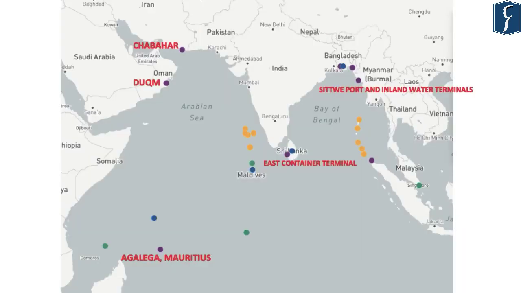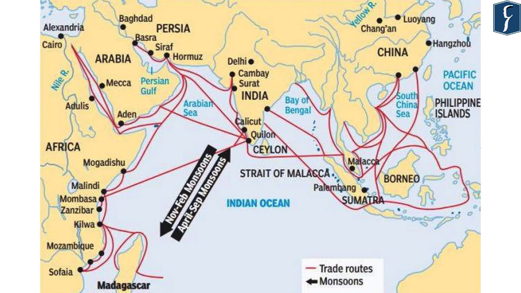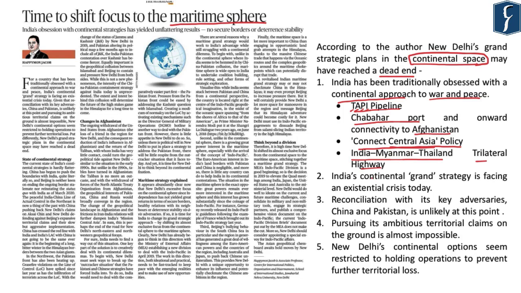India has got contracts for maritime projects in many Indian Ocean littoral countries like Sri Lanka and Maldives. But it is also a fact that India does not have a very strong base in the Indian Ocean region like China has. And India's most important maritime project till date, Project Mausam, is a non-starter. So the concern of the author is that India does not have a very strong plan for the maritime sphere, and India's continental grand strategy is facing an existential crisis.